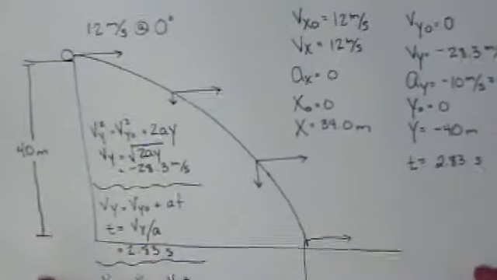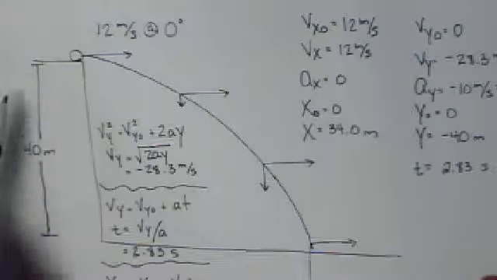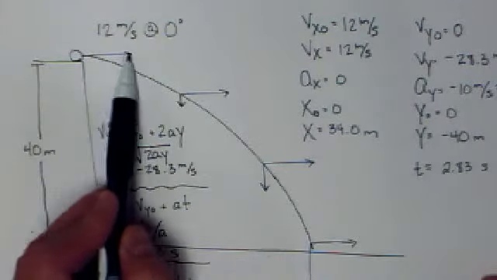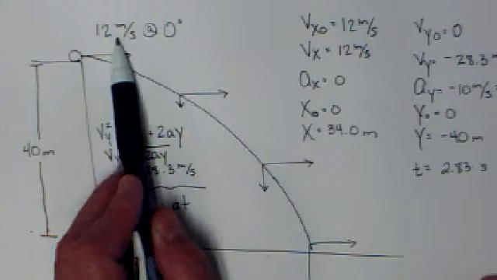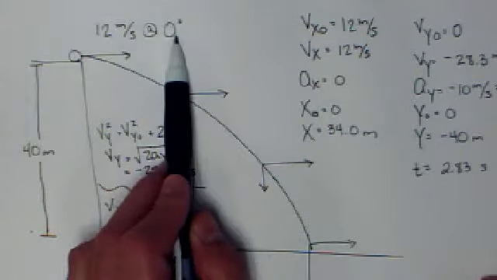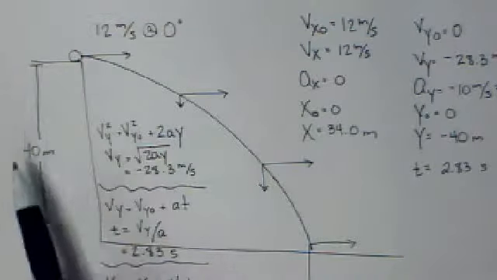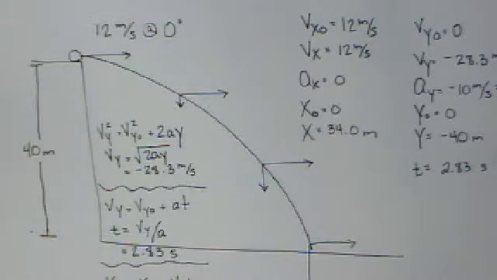This example is about a projectile that's launched horizontally off of a cliff. The cliff is 40 meters high. The ball is launched horizontally, so we could say that's the same thing as at a 0-degree angle. Let's say it goes off at 12 meters per second at a 0-degree angle. So you're given 12 meters per second horizontal, and you're given the cliff height. And you've got to fill in the rest of this information.